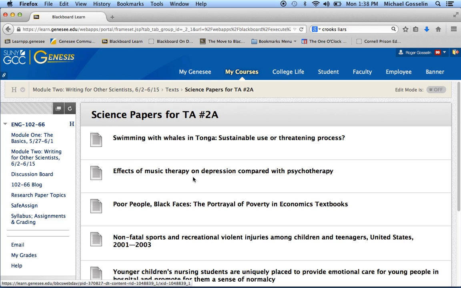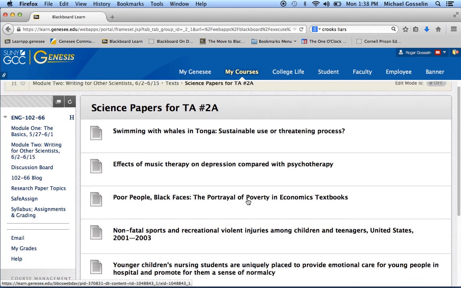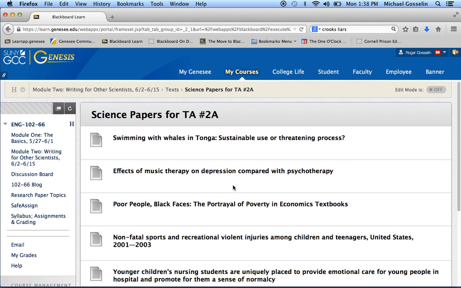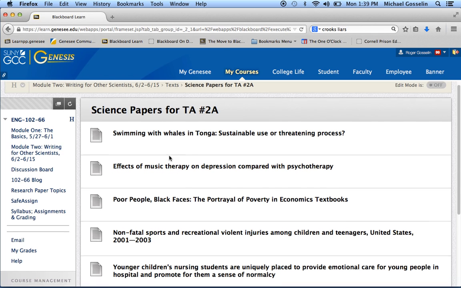Here's what you get to choose from. Pick one. Don't be intimidated. Pick one. Swimming with whales. This one's kind of cool. You know, swimming with whales and dolphins is now a big deal in the tourist industry. If you've ever been to Florida, you may have done this. I know SeaWorld has something on this. People don't usually think about how the animals feel about this and what it does to them.